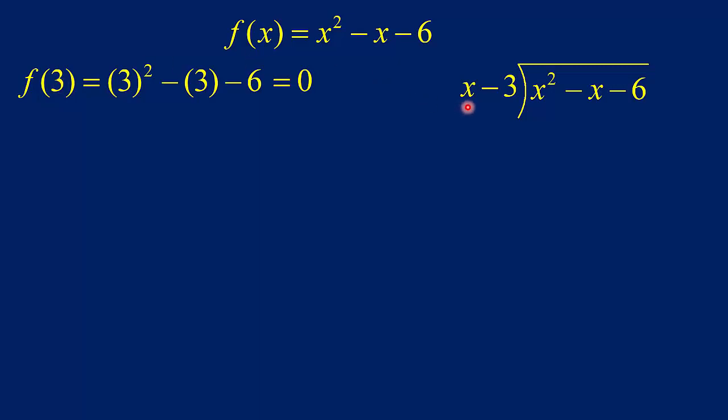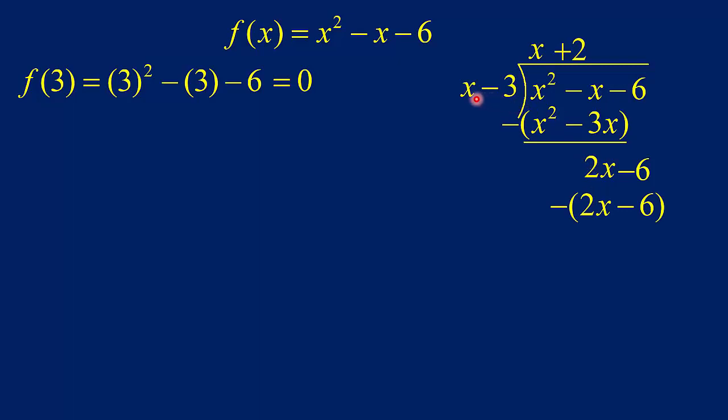Now let's see what happens when I divide by x minus 3. See, the signs are different. Well, x will go into x squared, x times. Then I multiply. See, x times x minus 3, I get this. Subtract, I get 2x, bring down the -6. See, negative x minus a negative 3x will give me a positive 2x. Now, x will go into 2x 2 times. I multiply, 2 times x minus 3, and then I subtract, and I get a 0 remainder.